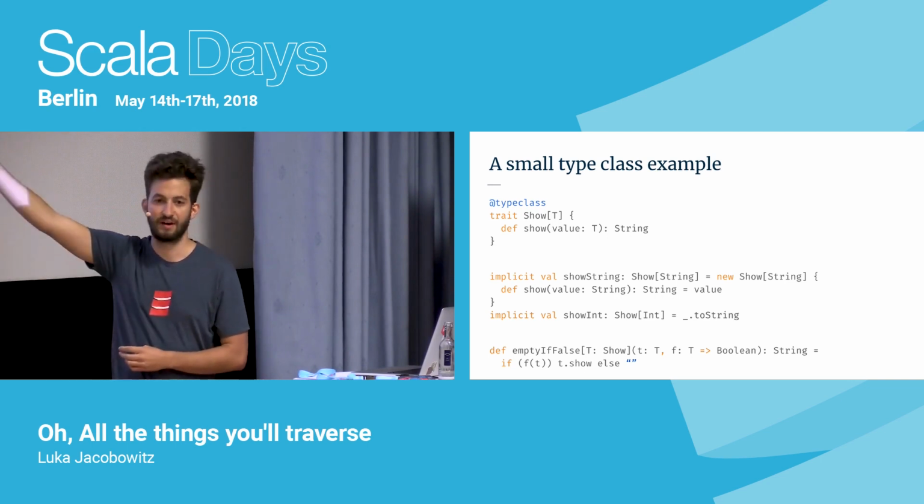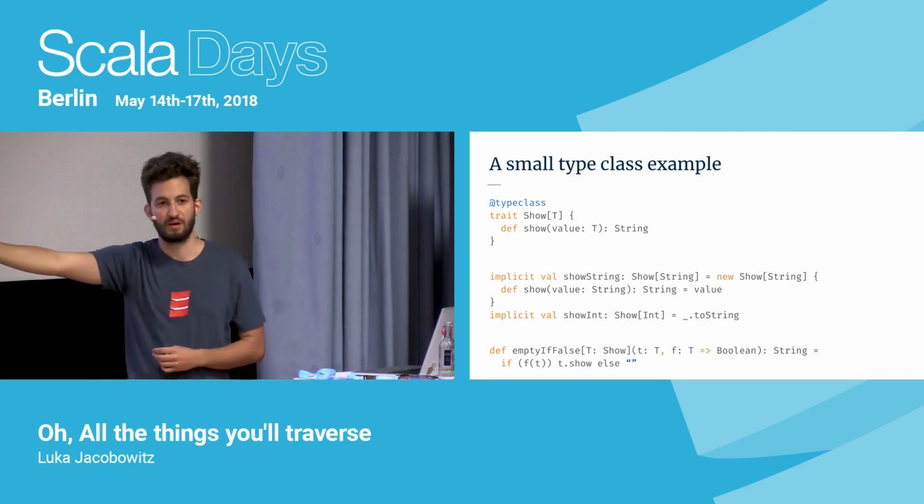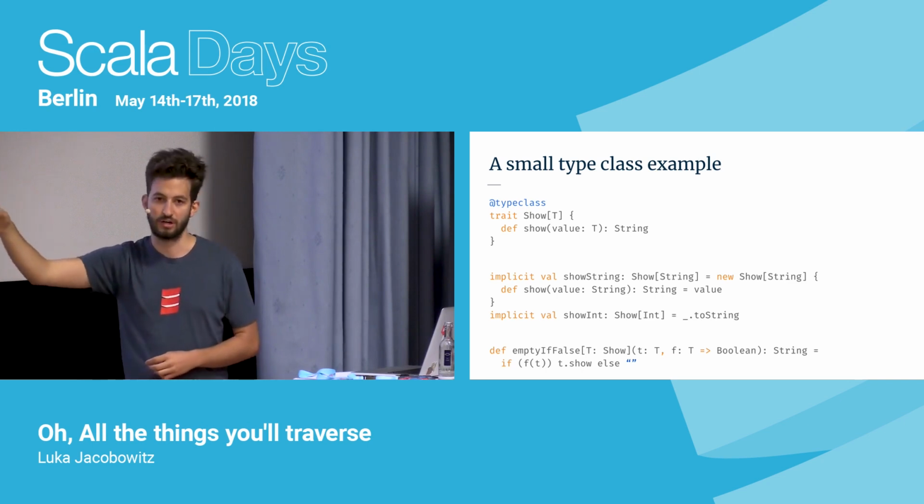After we define this instance for Show[String] and Show[Int], we can now call this emptyIfFalse method with Int and String as our type t.